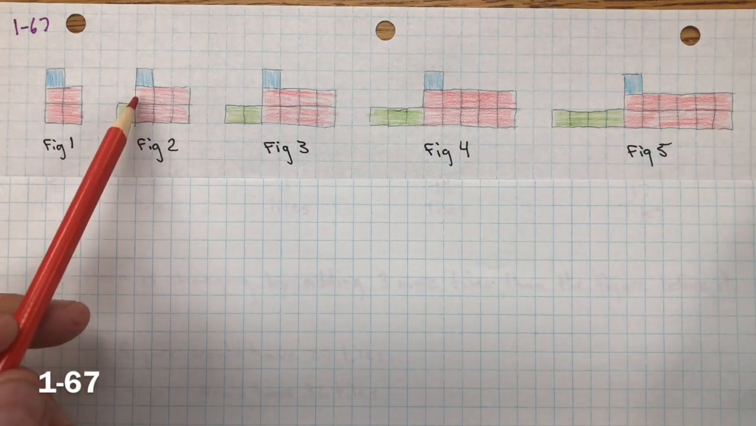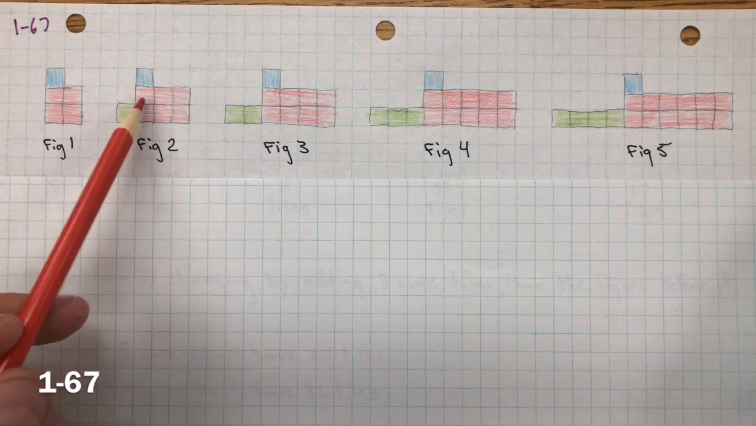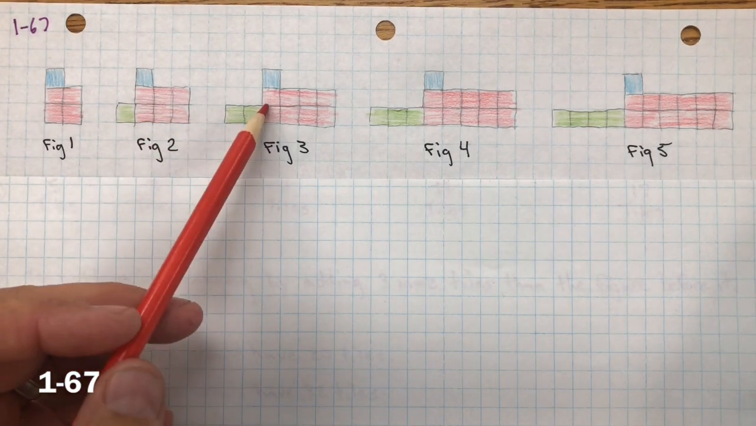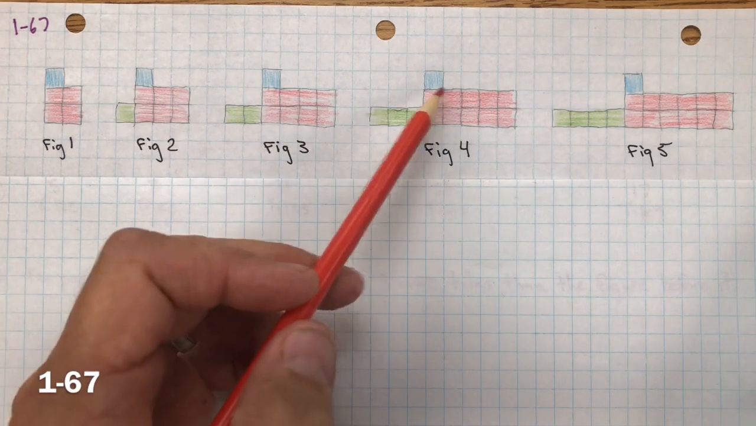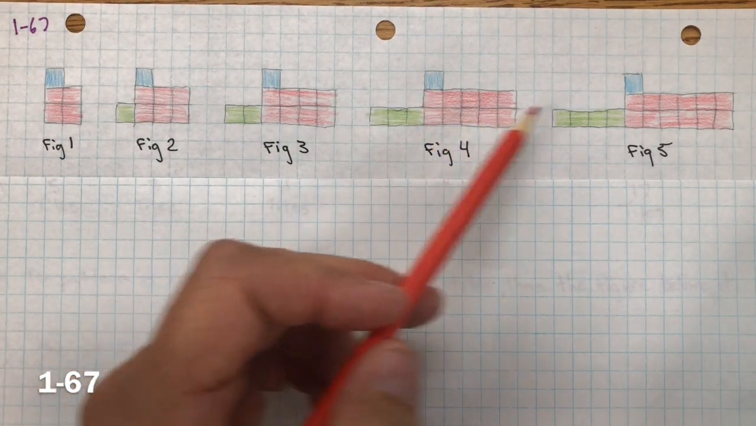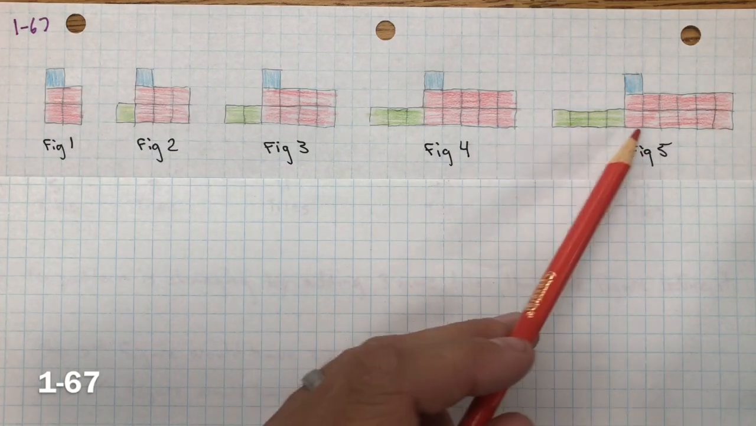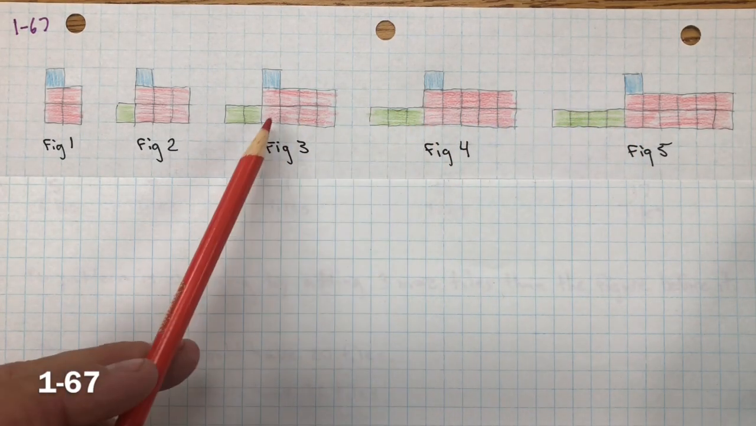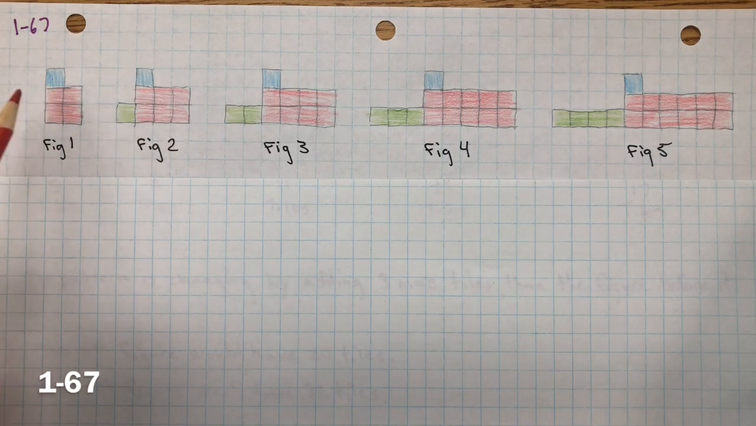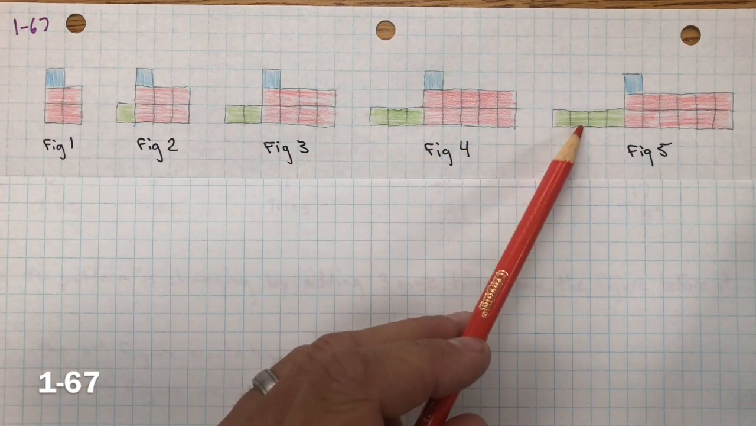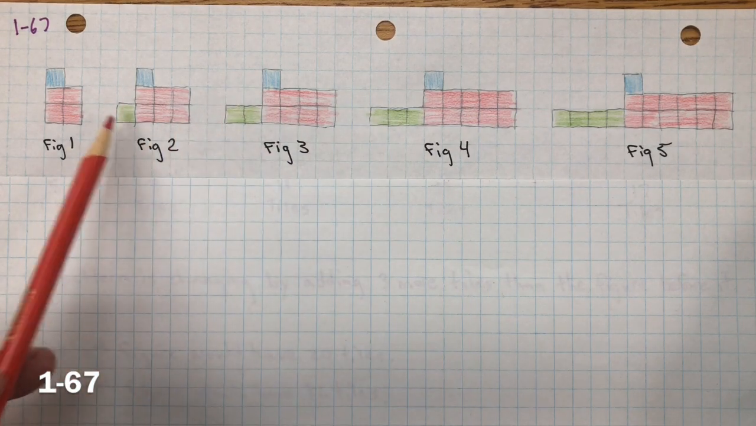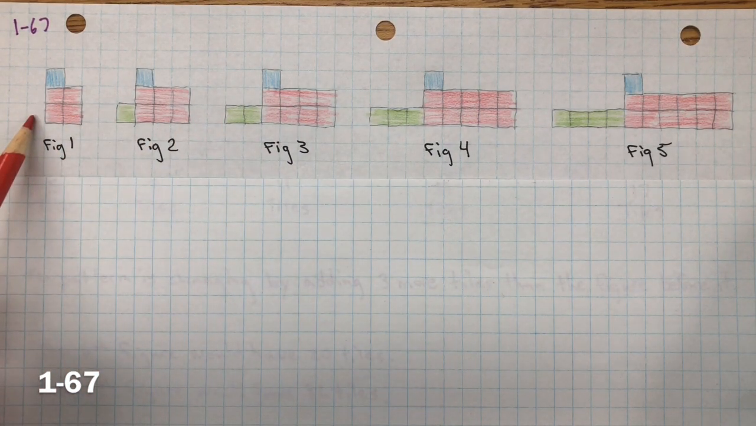And then we look at the rectangle. This is a 2 by 3. This is a 2 by 4, 2 by 5. So this must be a 2 by 6. And going the other way, 2 by 6, 2 by 5, 2 by 4, 2 by 3. This one would be a 2 by 2. And you can see for the green, 4, 3, 2, 1. And then for figure 1, 0, so there's no green.